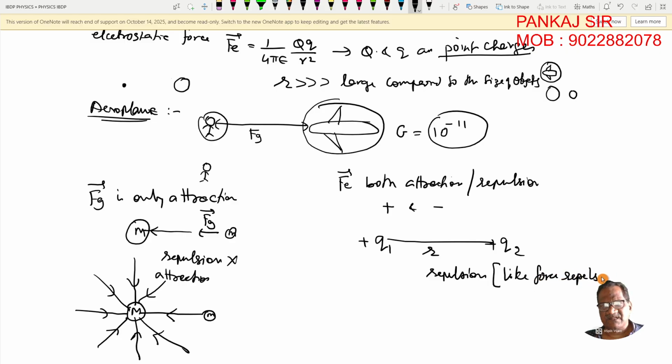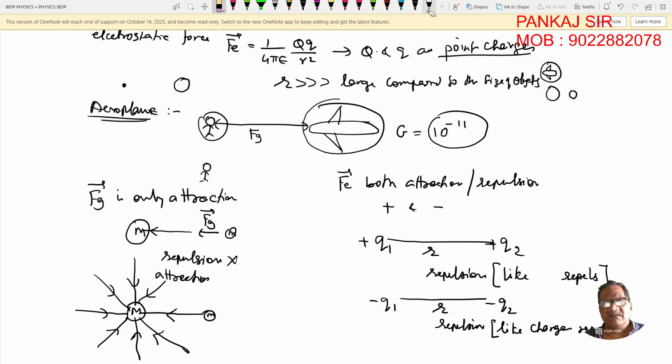Charges, they repel each other. Both plus plus, they will repel. Same case if it is minus q1 and minus q2, again separated by some distance r, again there will be repulsion, because still they are like charges, both are negative. So like charges repel. Getting me? Like charges, they repel.